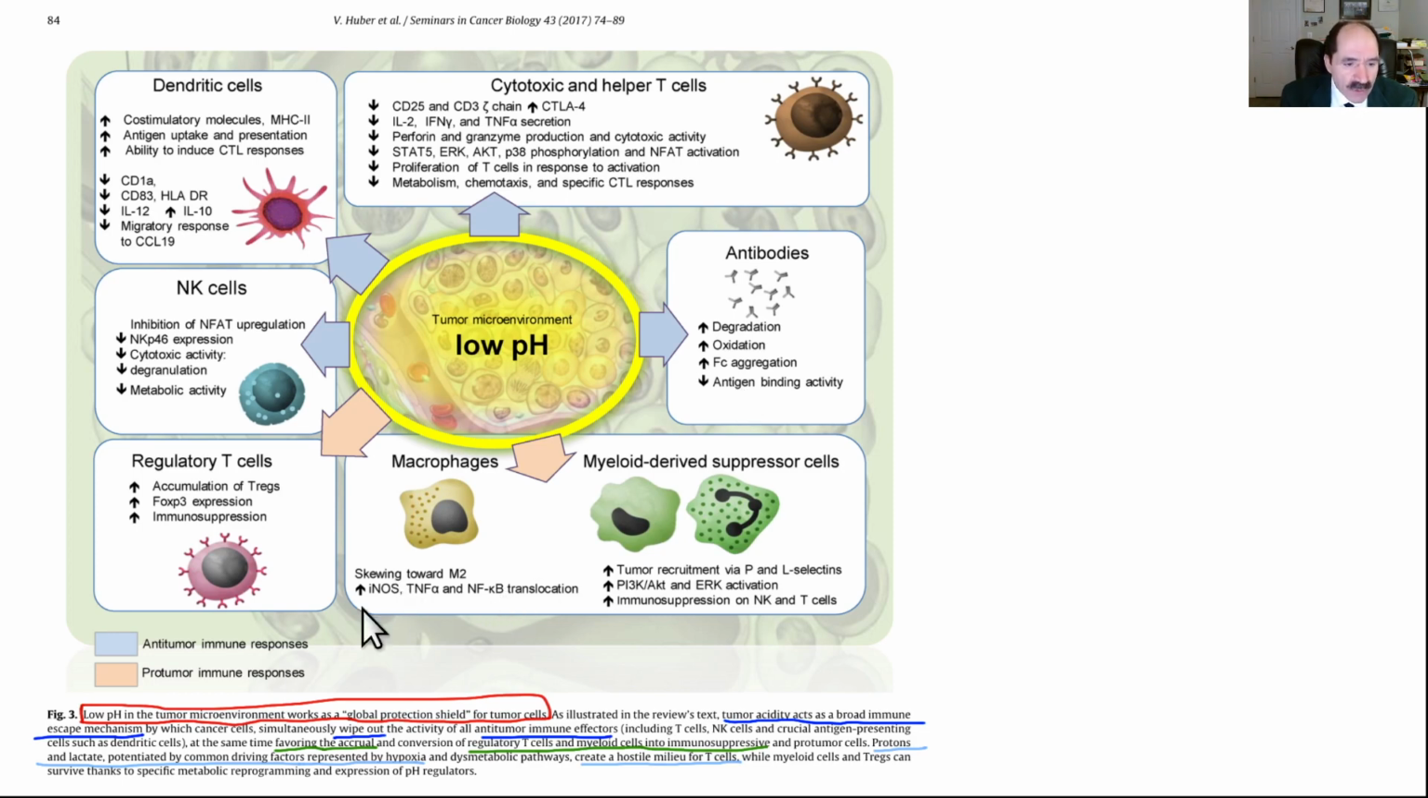Okay, this article, look what it says about the low pH in the tumor microenvironment. It says it is a global protection shield for tumor cells. The tumor acidity acts as a broad immune escape response. It basically is like a super force field to block any immune system from getting at that cancer. It wipes out the anti-tumor cells. And it's even worse than that. It favors the tumor cells which are immunosuppressed, which actually now are protecting the cancer. So it's all screwed up.